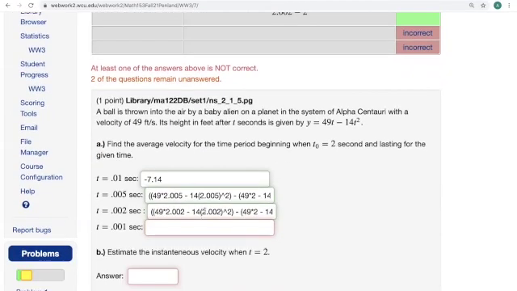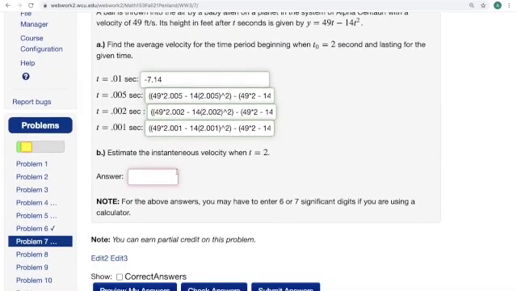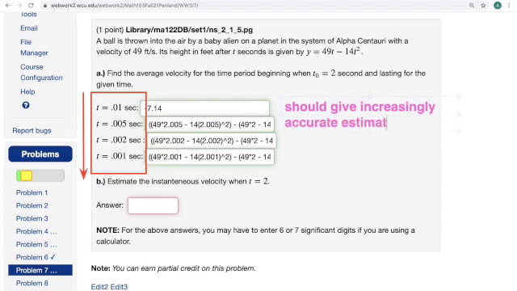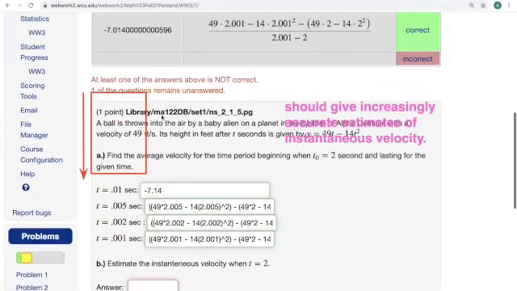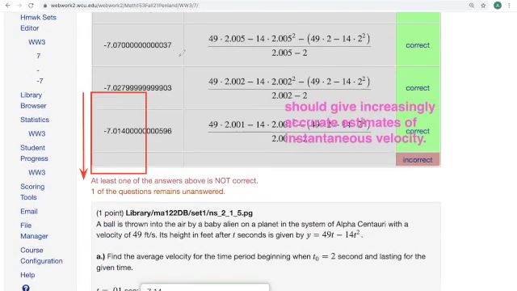Then I'll do this again with 2 to 2.001, and I just have to be careful again that I'm copying and pasting carefully. Now, when it asks for the instantaneous velocity, remember that we can calculate the instantaneous velocity via a sequence of average velocity calculations. Each of these calculations should give increasingly accurate estimates of the instantaneous velocity. Now the question is, what's the trend here? If I look at these numbers, it looks like I'm homing in on at least negative 7.0.